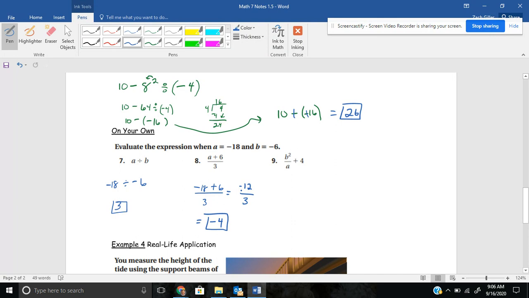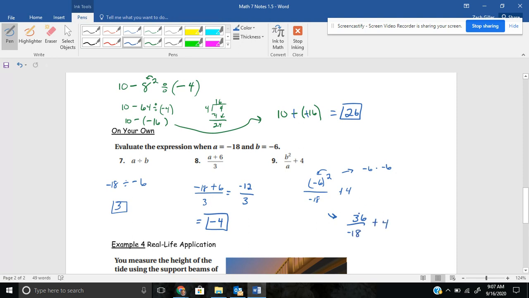And lastly, for number 9, I have b squared divided by a plus 4. Okay, so b squared is negative 6 squared. So negative 6 squared divided by negative 18 plus 4. Negative 6 squared means negative 6 times negative 6, which results, same sign, in a positive answer. So that would give me positive 36 divided by negative 18 plus 4.